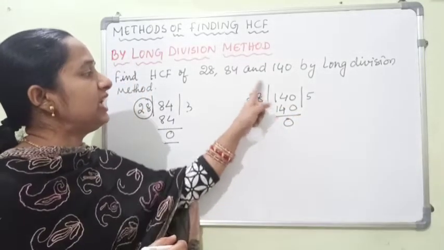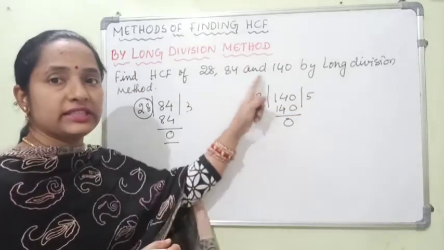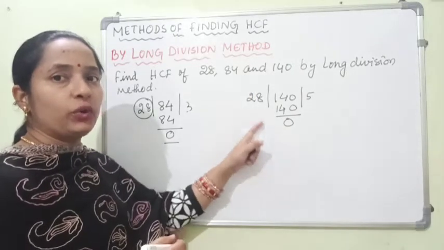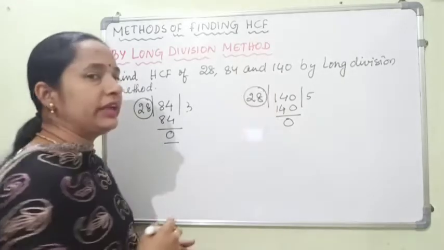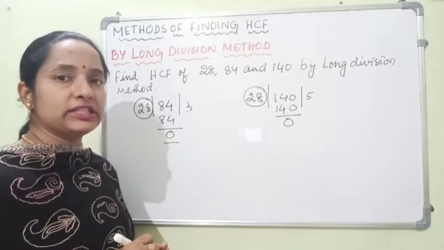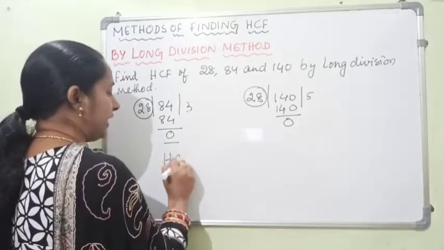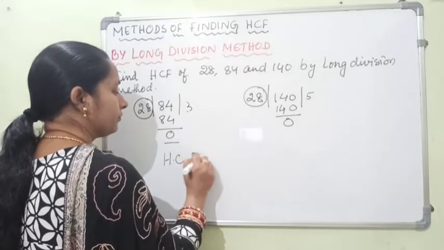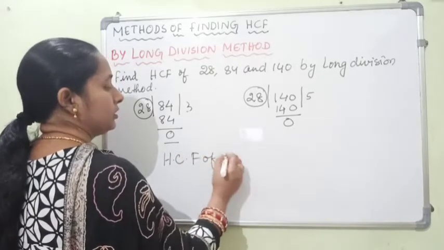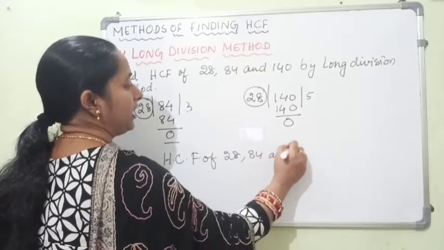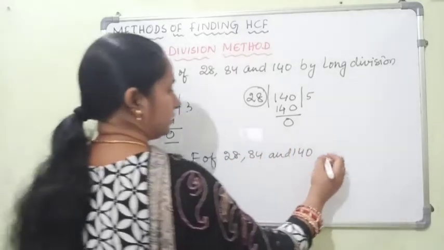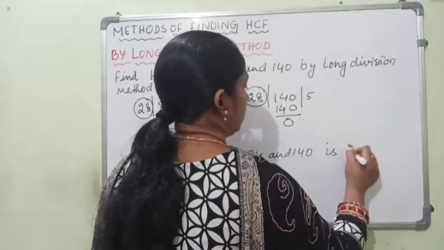So again, for the same divisor 28 we got the remainder 0. So in this case also 28 is the number which is the HCF. So the HCF of 28, 84 and 140 is 28.